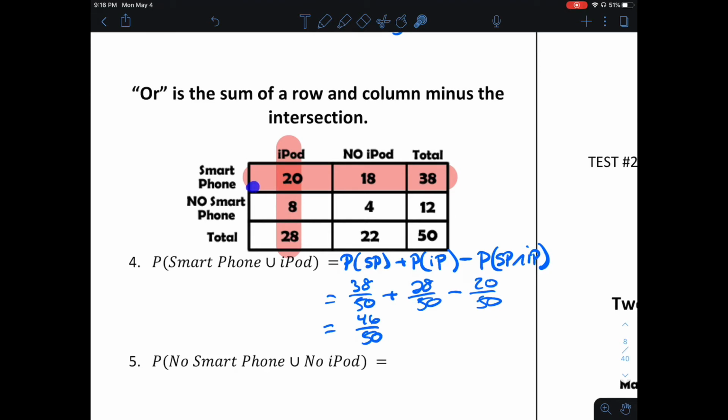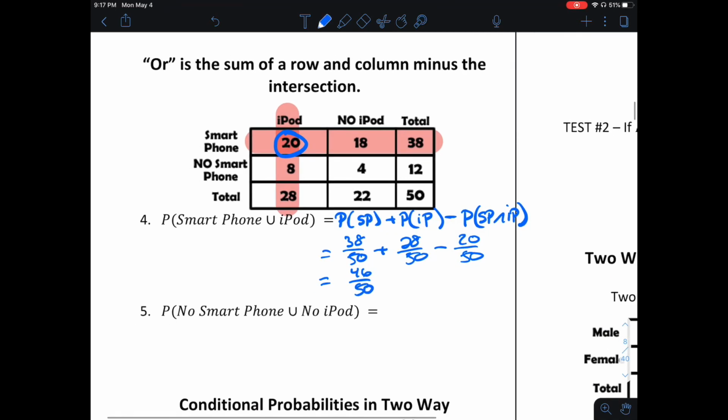If you count the people that have a smartphone, it's 20 and 18. That's how we get 38. If you count the people that have an iPod, it's 20 and 8. That's how we get 28. Now what just happened? What happened is we counted this 20 twice. We counted it when we went this way, and we counted it when we went this way. And that's why at the end we have to subtract the intersection, because we have counted it two times. Let's do another one of these, and I'll do it a little bit differently.